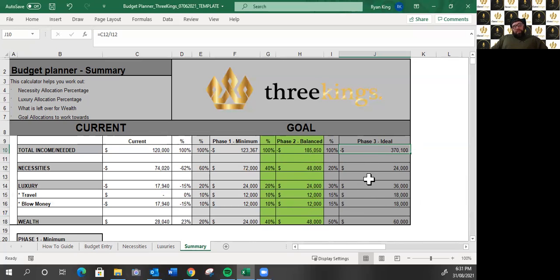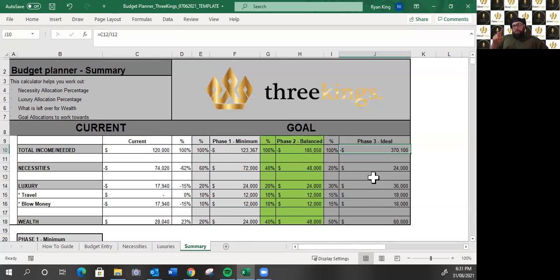Then we've got phase 3, the ideal. Now this says ideal because this is the most you want to go. This is a big income. We said 370 grand. You need to be able to do this with the current balance. Otherwise, if we try and cut this down to what the person's currently on, we're looking at 24,000 expenses, 36,000 in luxuries and 60,000 in investments.